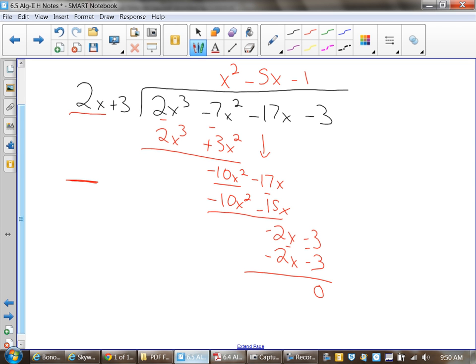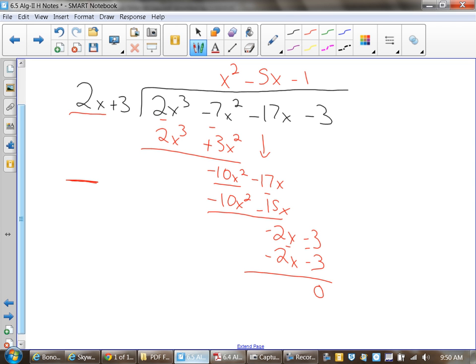Will there ever be a remainder? Guys, great question. Yes. And remember, we had a remainder a second ago. We made it into a fraction. So if you have a remainder, you just make it into a fraction with this as the denominator. And I'm going to show you an example of that here in a second.